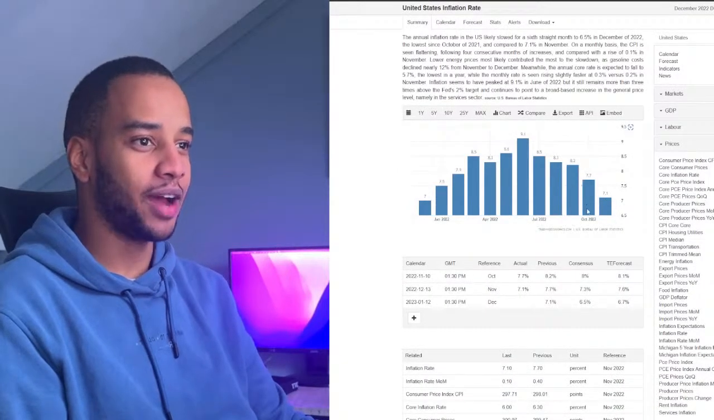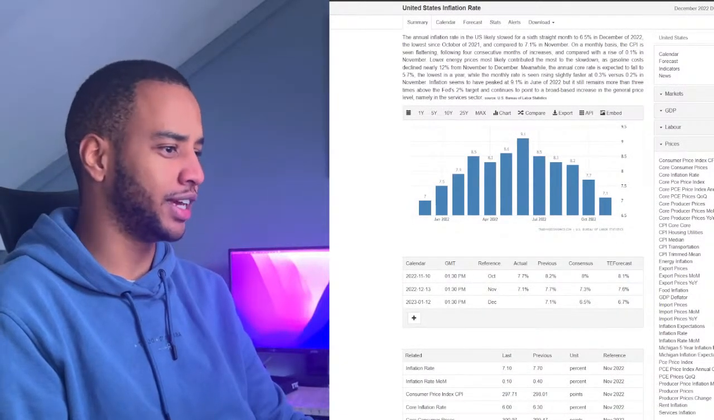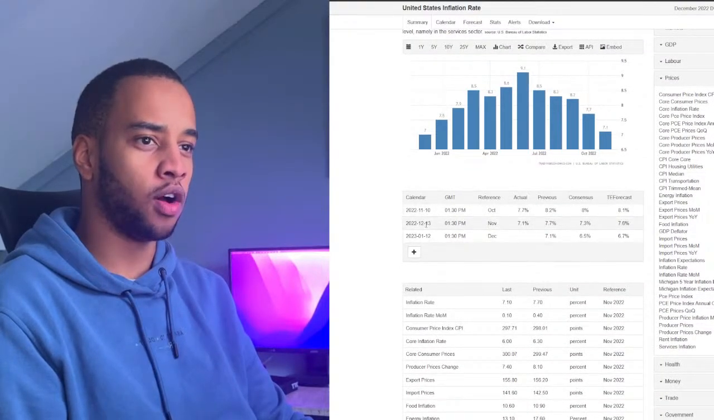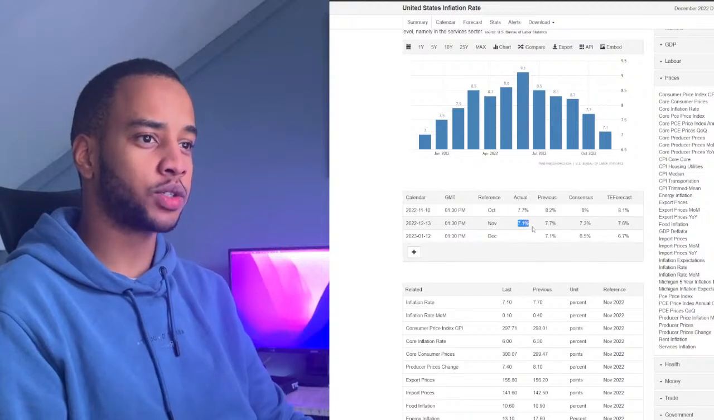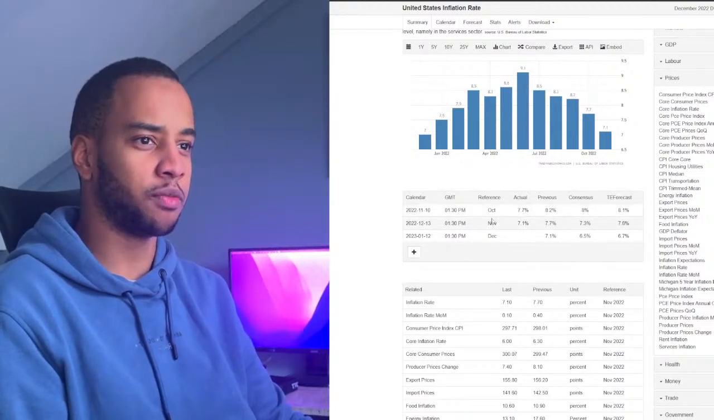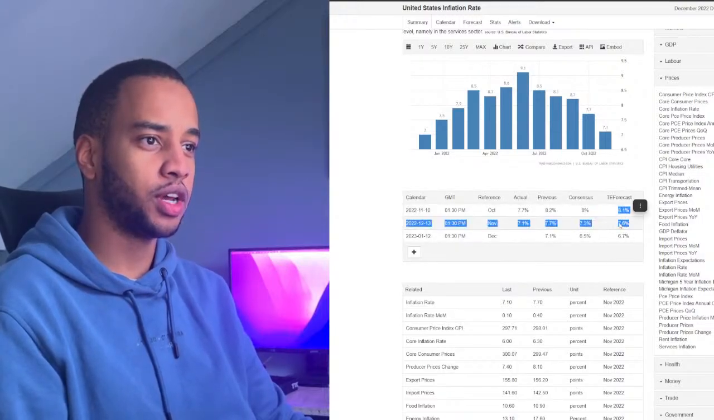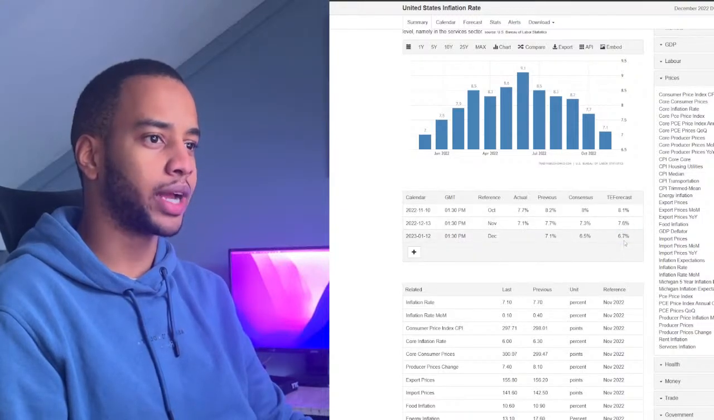So, yeah, we can check it out here whenever the different dates were given or the different results were given. The last one was given on the 13th of December. The actual number was 7.1, which is a decrease from 7.7 the month before. Forecast was 8.1 with 7.7. Forecast 7.6, actual 7.1. Now the forecast is 6.7.